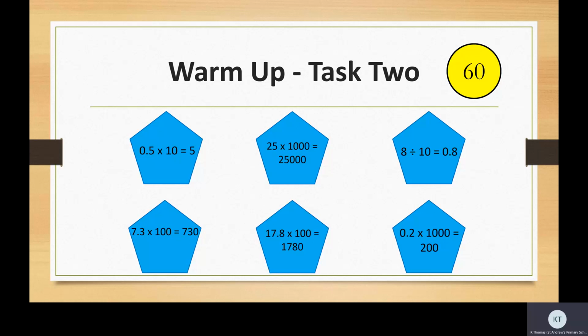0.5 multiplied by 10 is 5. 25 multiplied by 1000 equals 25,000. 8 divided by 10 equals 0.8. 7.3 multiplied by 100 equals 730. 17.8 multiplied by 100 equals 1,780. 0.2 multiplied by 1,000 equals 200.